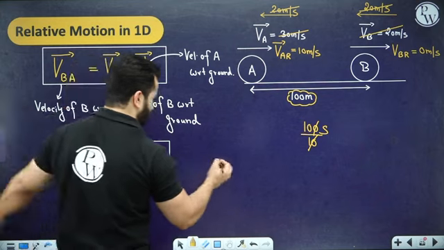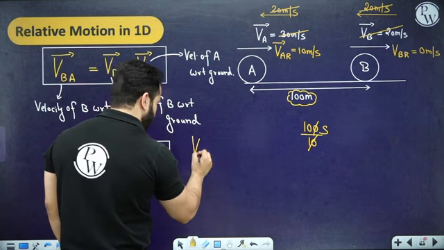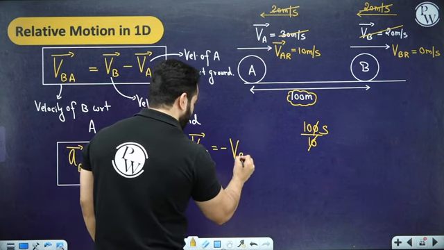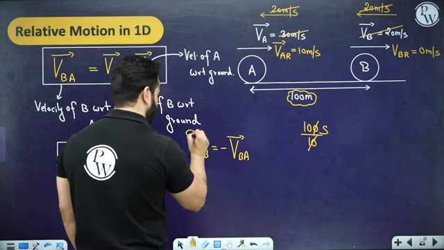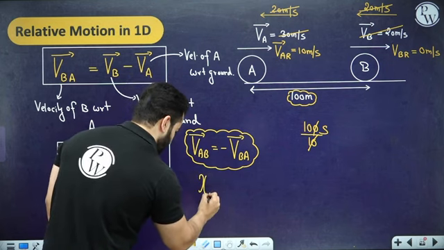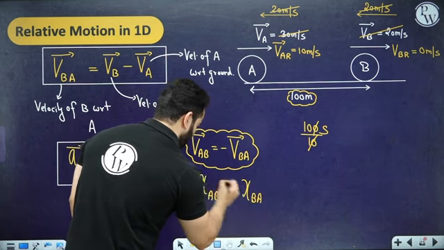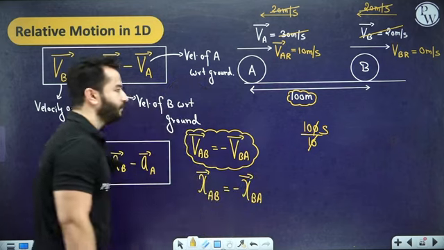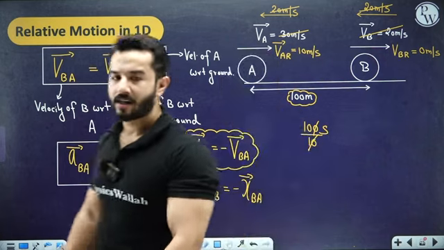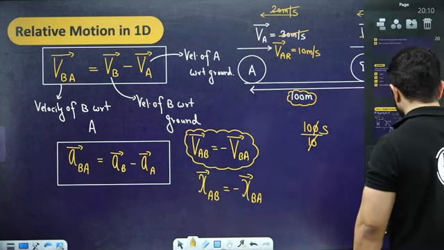And same thing goes if you want to write it for VAB. So please remember that VAB is nothing but negative times VBA. It is true for displacement as well. Right? A very important thing to understand. And please try to understand how we are going to solve problems like this.